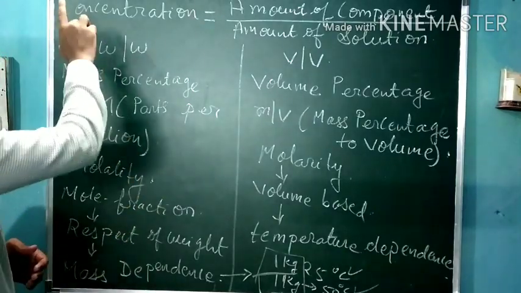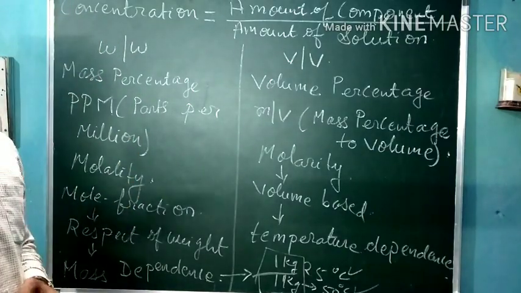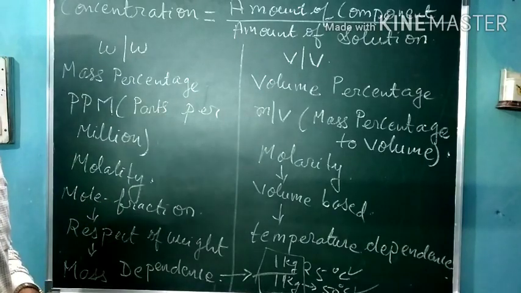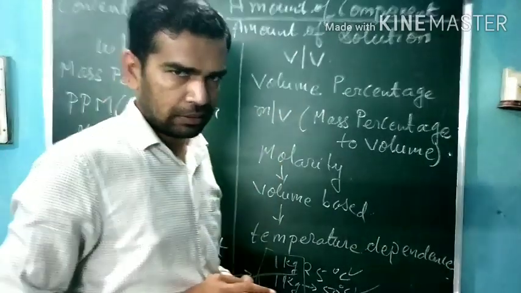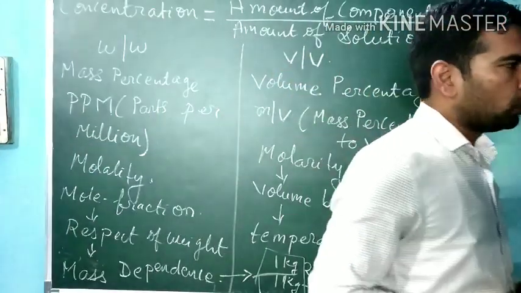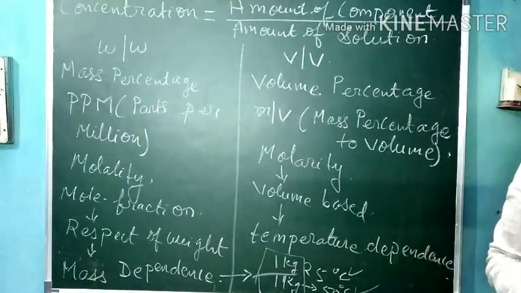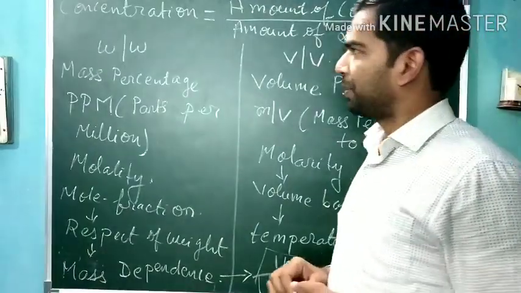First of all, what is the topic now? The topic is how to express the concentration of a solution. For this, we should know what a solution is first of all. We have discussed it in the earlier classes, in the last part 1. A solution is a homogeneous mixture of two components, that is the solute and the solvent respectively.